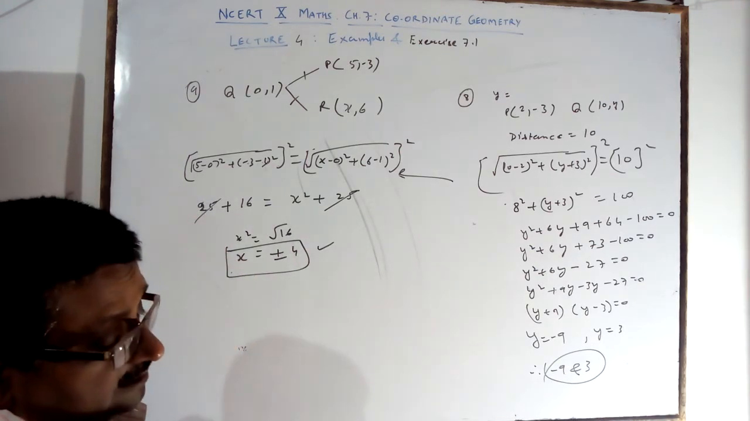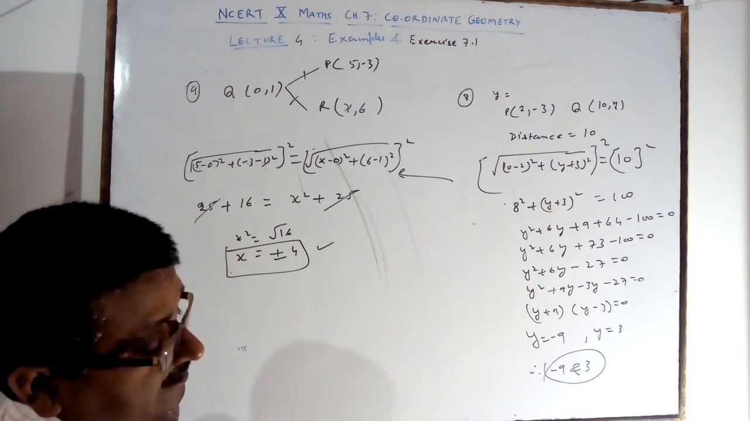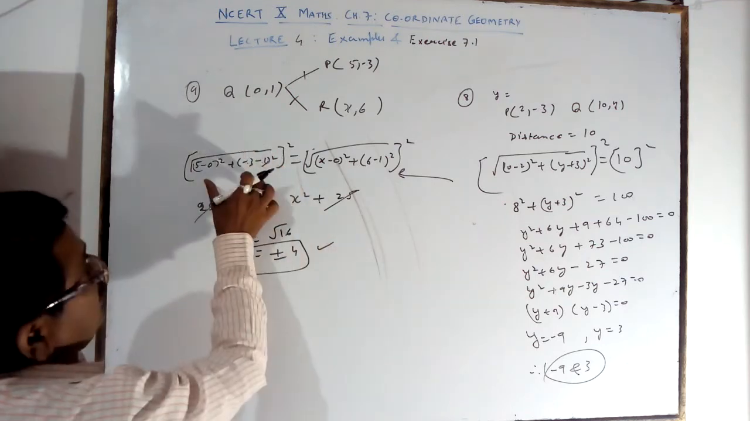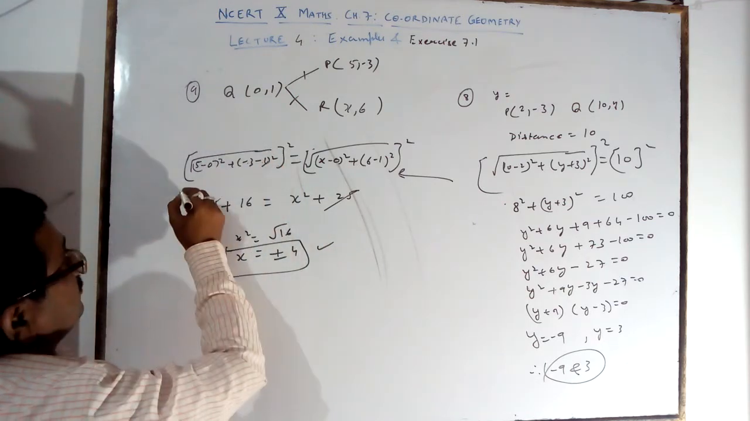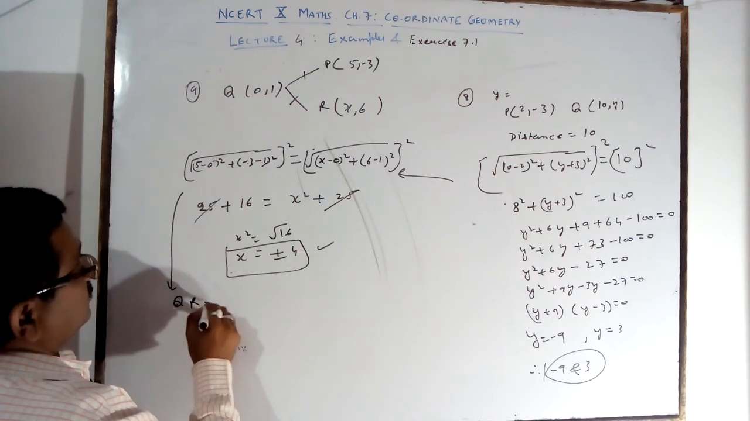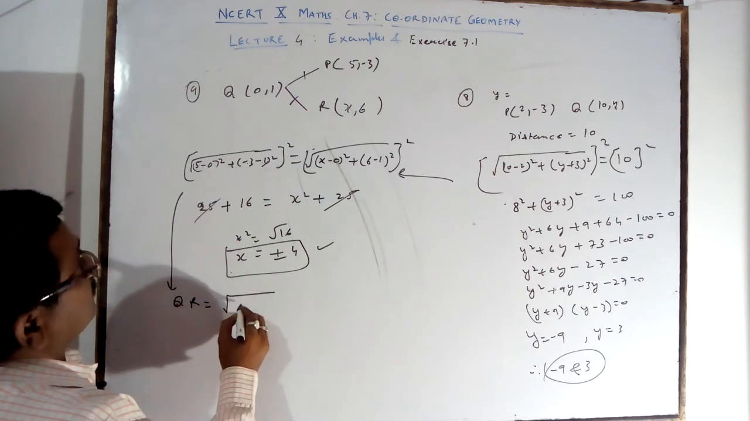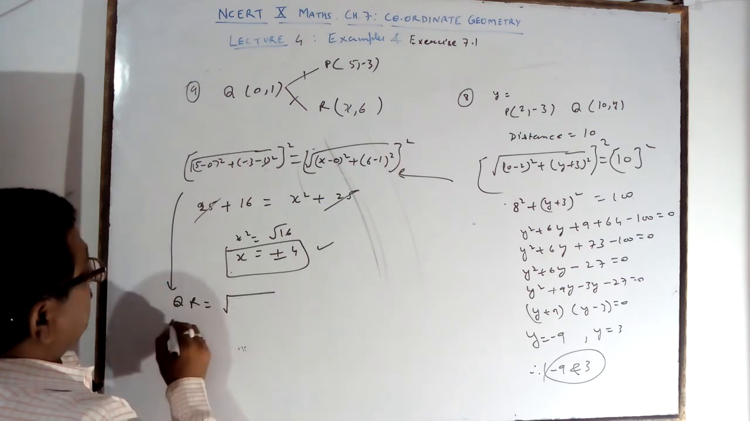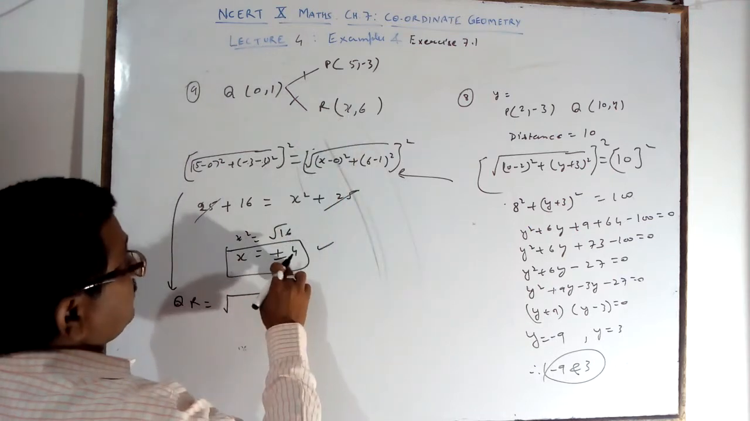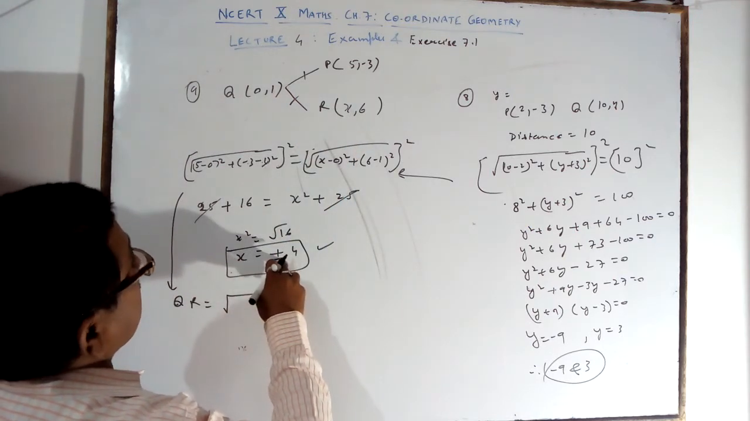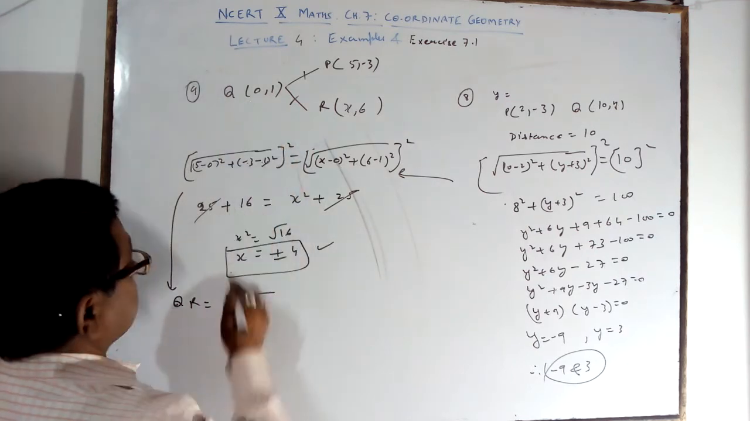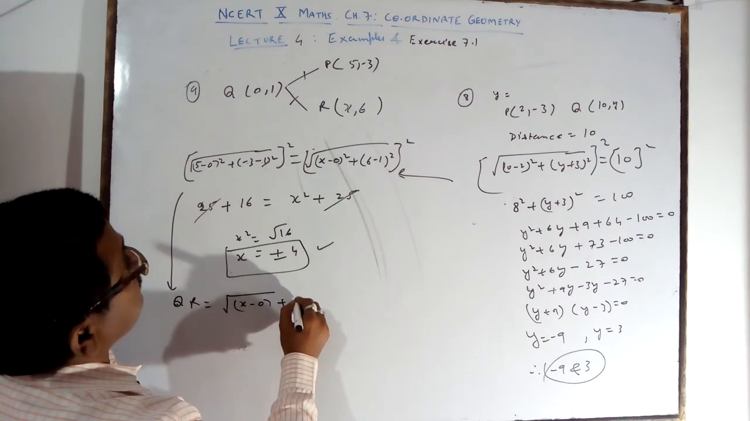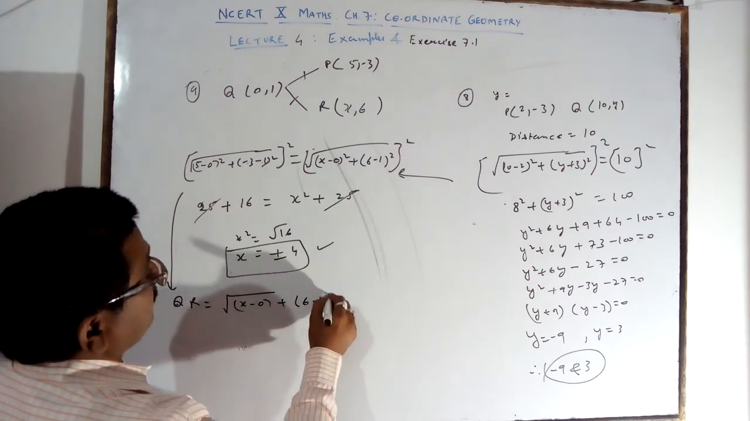Another part is given. Also find the distance QR and PR. What is the distance QR? QR is equal to under root (x minus QR's x-coordinate) square. What is the Q? X means plus minus 4. So any value you will write, plus 4 or minus 4, minus 0. X minus 0 plus (6 minus 1) whole square.